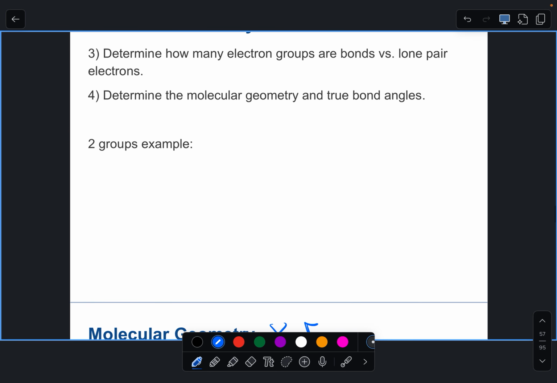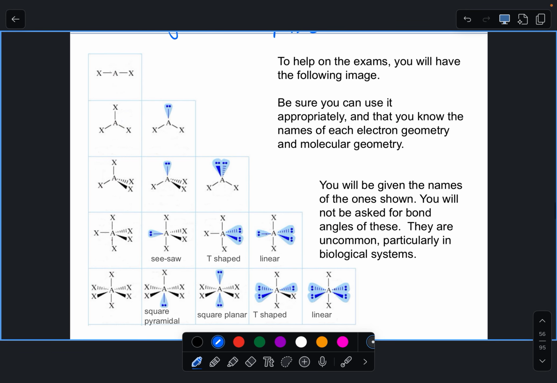So these are ones where you're going to look at the chart that you're going to be given on the exam equation sheet. You need to understand how to draw the Lewis structure, obviously, but then you can use this to get you to the name. Yeah.